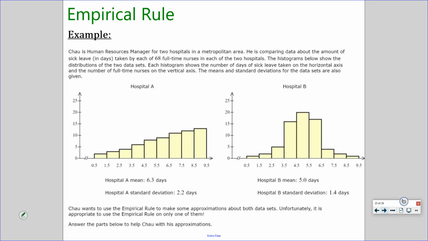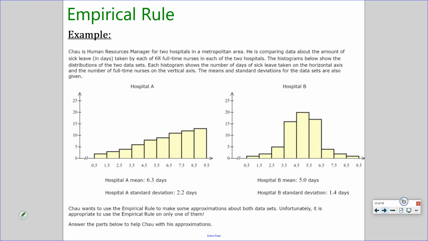All right, Chow is human resources manager for 2 hospitals in a metropolitan area. He's comparing data about the amount of sick leave in days, taken by each of 68 full-time nurses in each of the 2 hospitals. The histograms below show the distributions of the 2 data sets. Each histogram shows the number of days of sick leave taken on the horizontal axis and the number of full-time nurses on the vertical axis. The means and standard deviations for the data set are given to you.